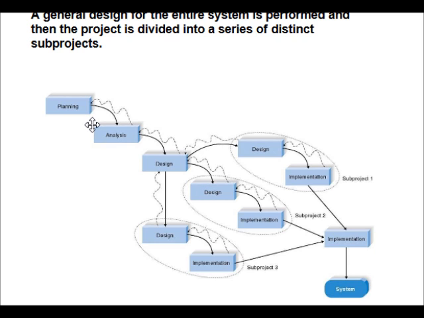So here you can see the planning begins, then analysis, then design. And we can again come back for design for different kinds of projects, like project 1 design and implementation, project 2 design and implementation, project 3 design and implementation. All the sub-projects are running in parallel, both design and implementation, and then final implementation of the system takes place.